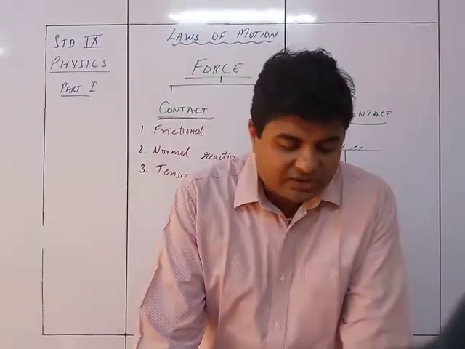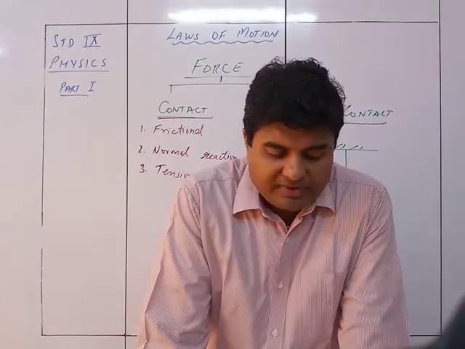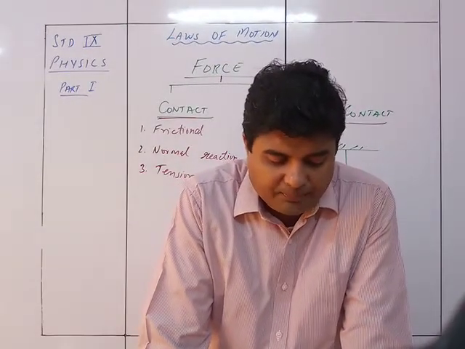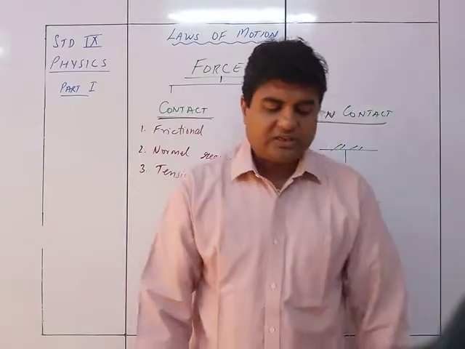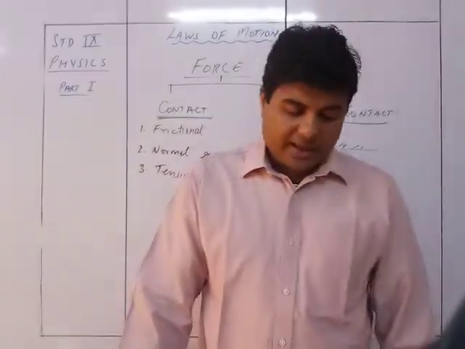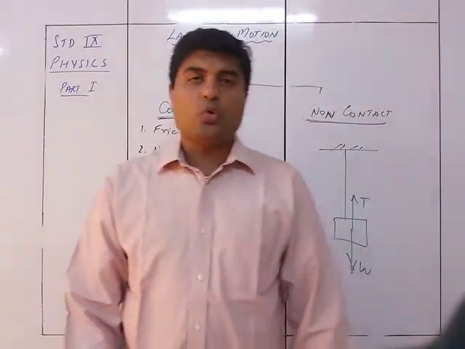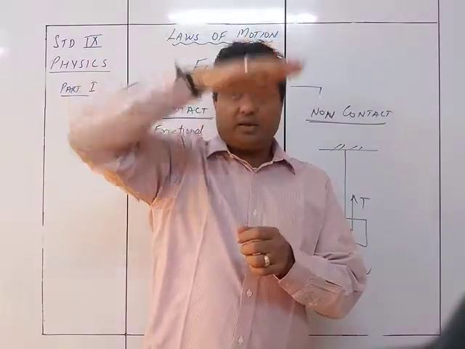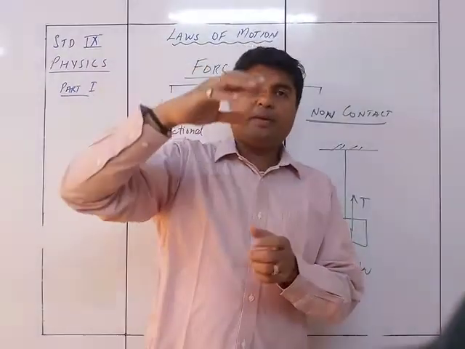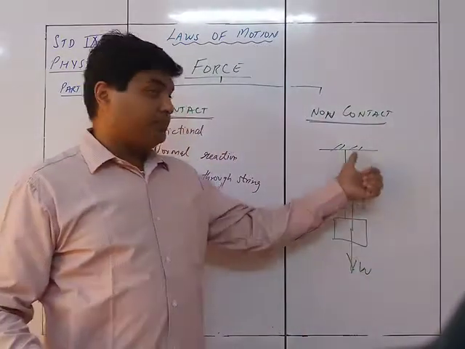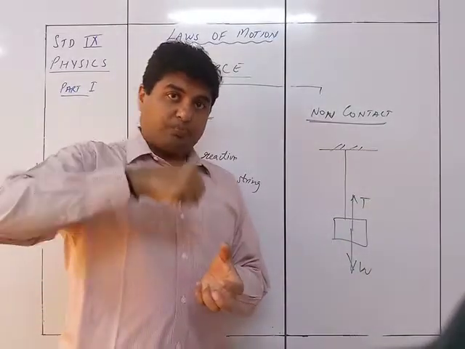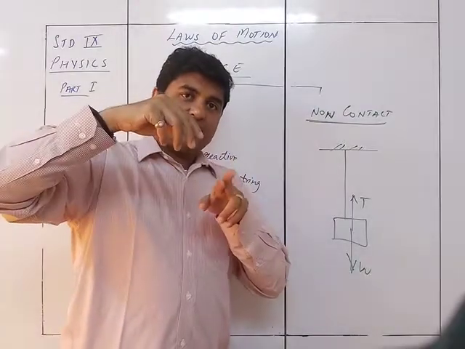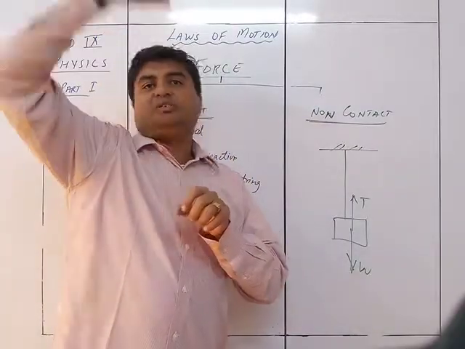If we cut the string slightly above the body, we see that the string moves slightly upwards with a jerk due to the tension in the string acting upwards, and then falls down due to its own weight. So when you cut it, first it will go up a bit and then it will come down. Why it is going to go up a bit? Because there was an upward push. That upward push was there. So as soon as you cut that thing, that upward push was just released.